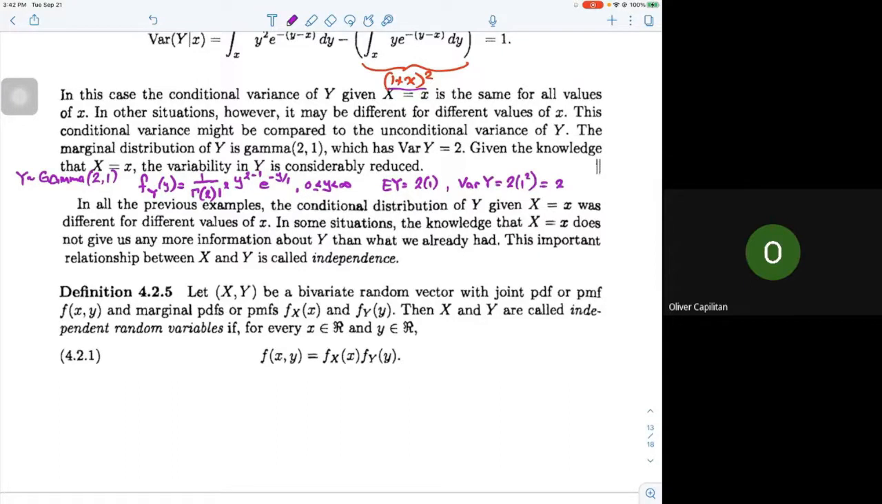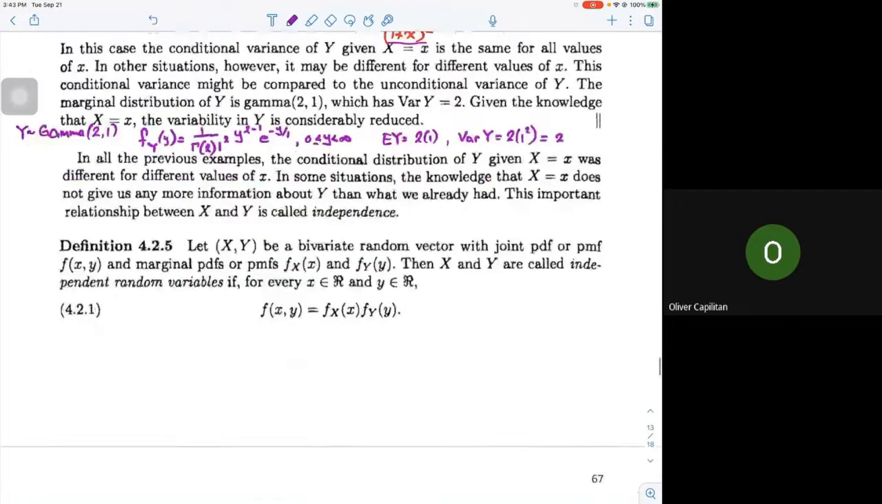But there are some situations that knowledge of x does not give us any information about y, and this implies that the relationship between x and y is independent. Now we have this independent relationship. So let's have this definition. Let x, y be a bivariate random vector with joint PDF or PMF, f of x, y. Then we have the marginal PDF or PMF, f sub x, f sub y.